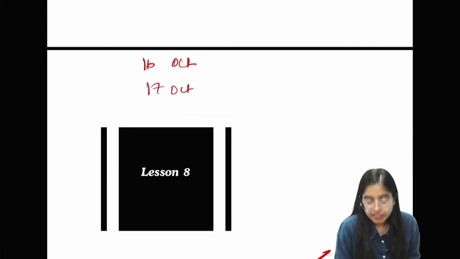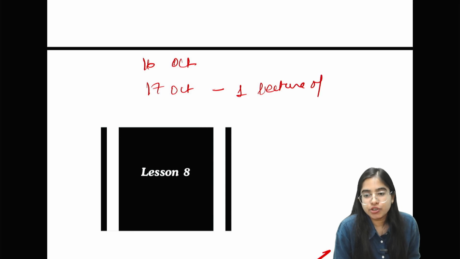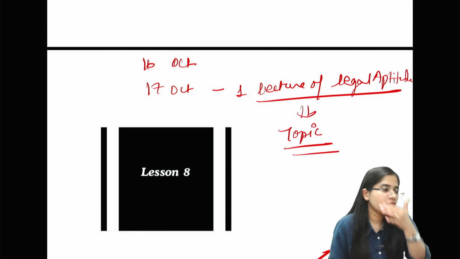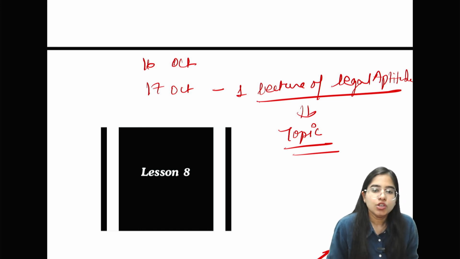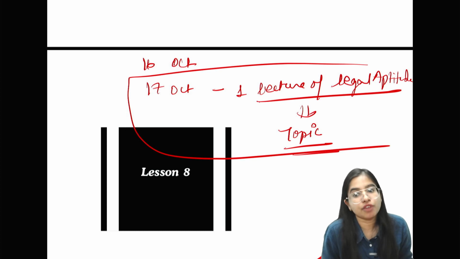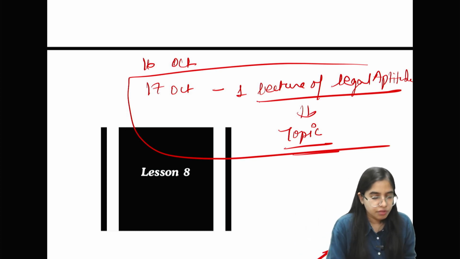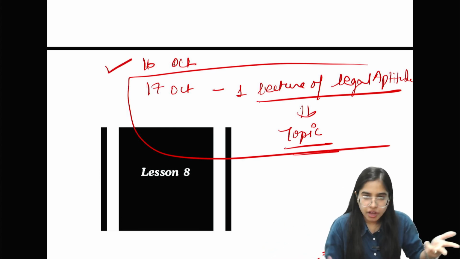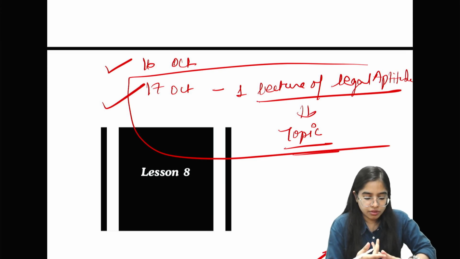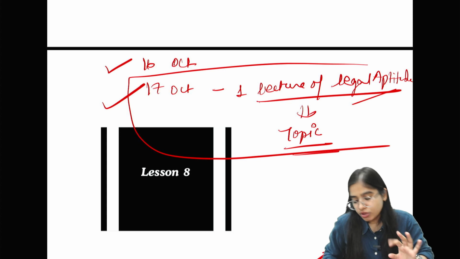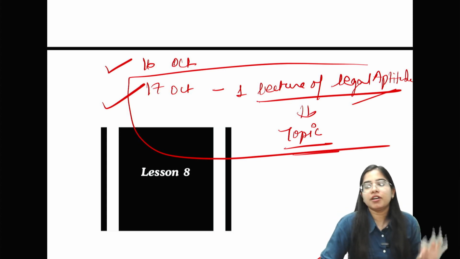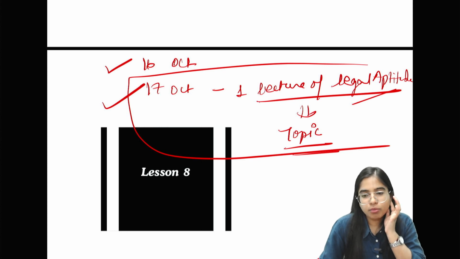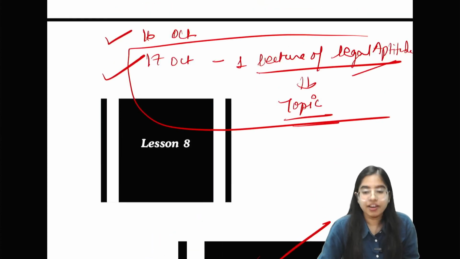On 17th October, I will take one lecture of legal aptitude. One topic of Indian Contract Act is left. I will take up that topic. So in business communication we are done 100%. Tomorrow we will be done 100% with the business environment. Day after tomorrow, we will complete legal aptitude. This way we will complete 100% of our syllabus with so much love and enthusiasm.